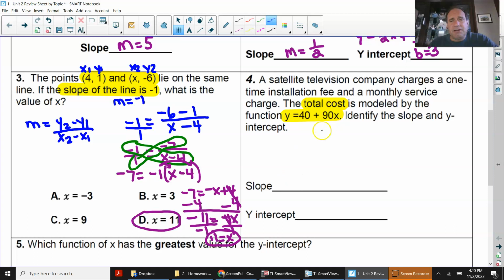The slope is always the number that is next to the x, that is your m, and the y-intercept is always the other number, that's the one-time fee. So b equals 40 in this case, and m equals 90.